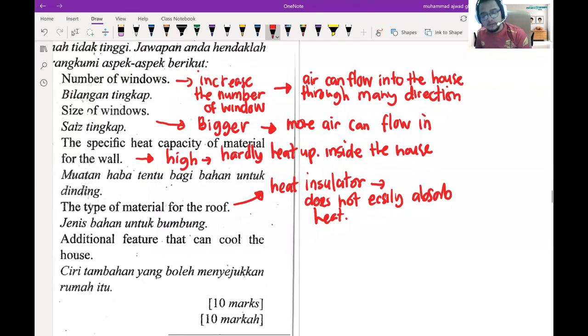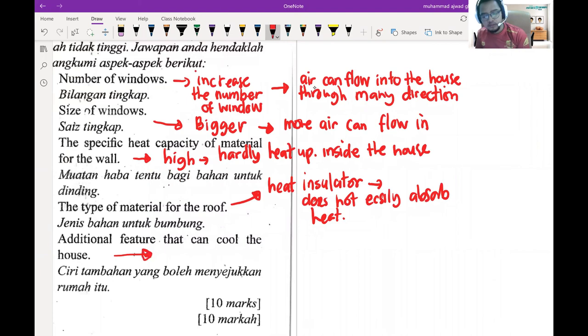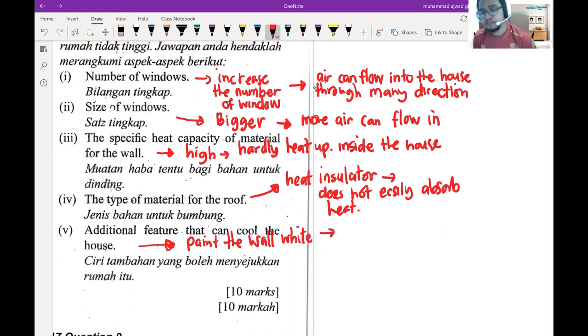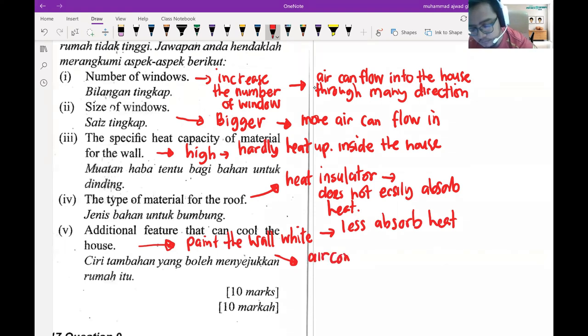Okay, so additional features, apa yang korang nak tambah bagi rumah tu sejuk? Fan in the wall. Paint the walls white. Okay, boleh. Paint the wall white. Kenapa? Boleh juga. Less absorb heat. Okay, apa lagi? Apa lagi yang kita boleh tambah? Aircon. More fan. Ha, ni semua boleh terima.